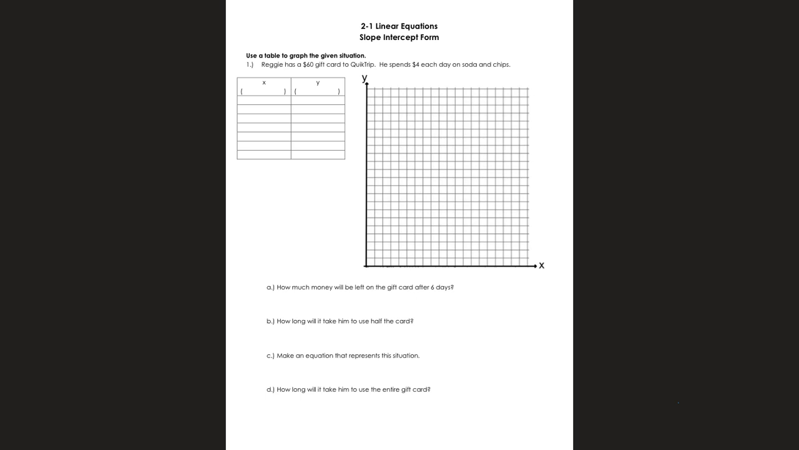It says Reggie has a $60 gift card to Quick Trip. He spends $4 each day on soda and chips. So let's think about our two different things that we're talking about. We're talking about time, so how many days, and we're talking about money on the gift card. So let's label our X and Y.